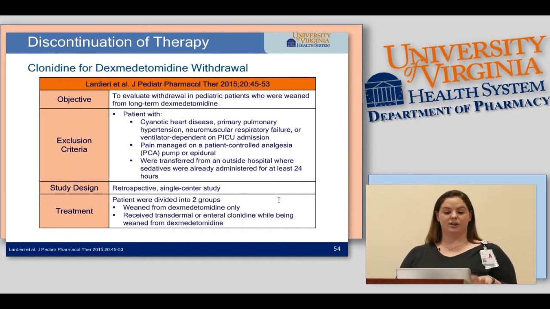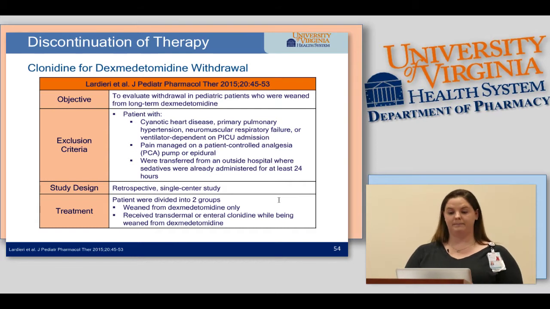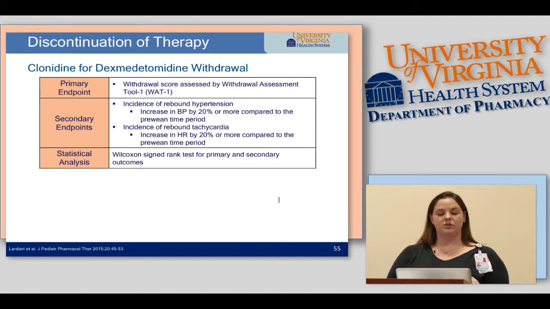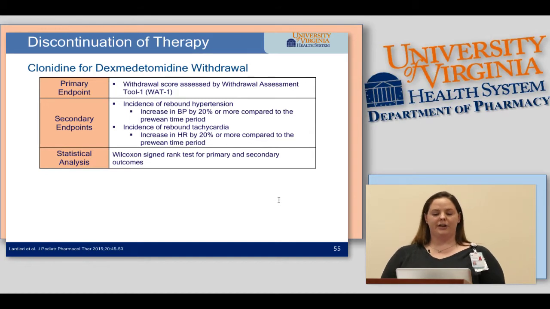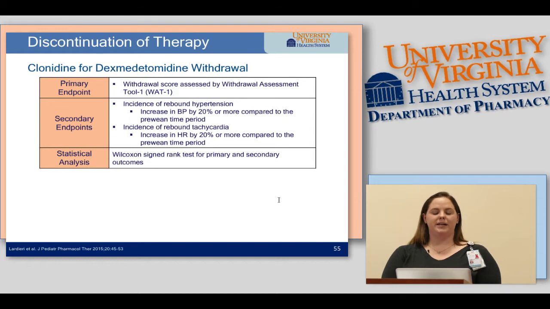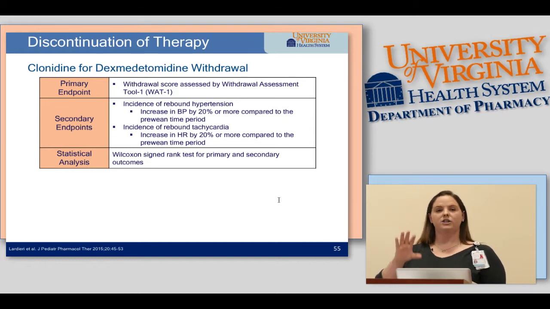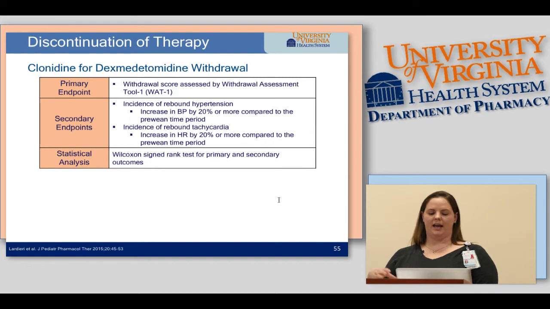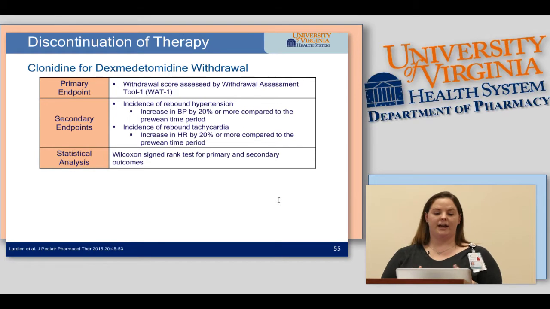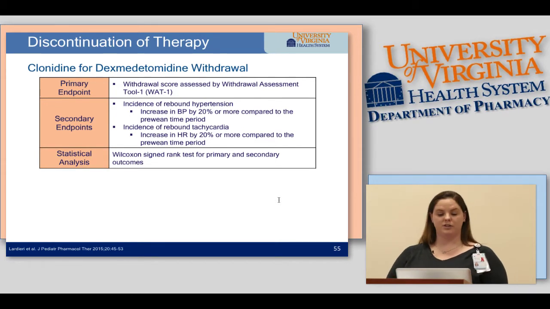And if the patch or the transdermal route was chosen, it was started 2 days prior to the initiation of the wean. The primary endpoint was looking at the withdrawal score assessed by the Withdrawal Assessment Tool 1, or WAT-1. This looked at several different criteria. It evaluates symptoms in the previous 12 hours, as well as a 2 minute pre-stimulus observation, a 1 minute stimulus observation, and then post-stimulus recovery. You're given a score based on these criteria, and that is how they determine your WAT-1 score.